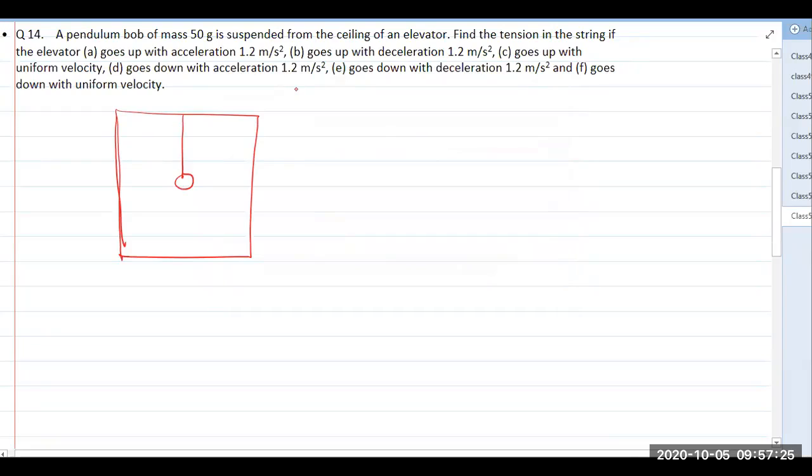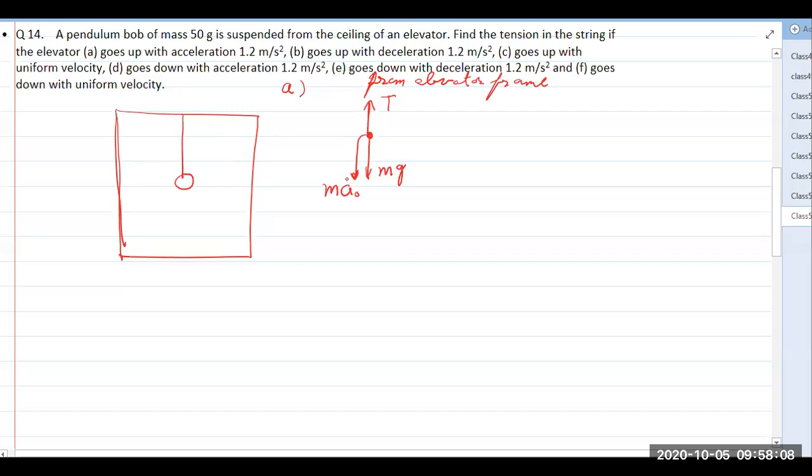So we will first solve part A. Part A is elevator is going up. If elevator is going up, it means that pseudo force will act down. So mg down, pseudo force will be m a naught down, and then tension up. The object is not moving inside the lift. These things are written from the elevator frame.